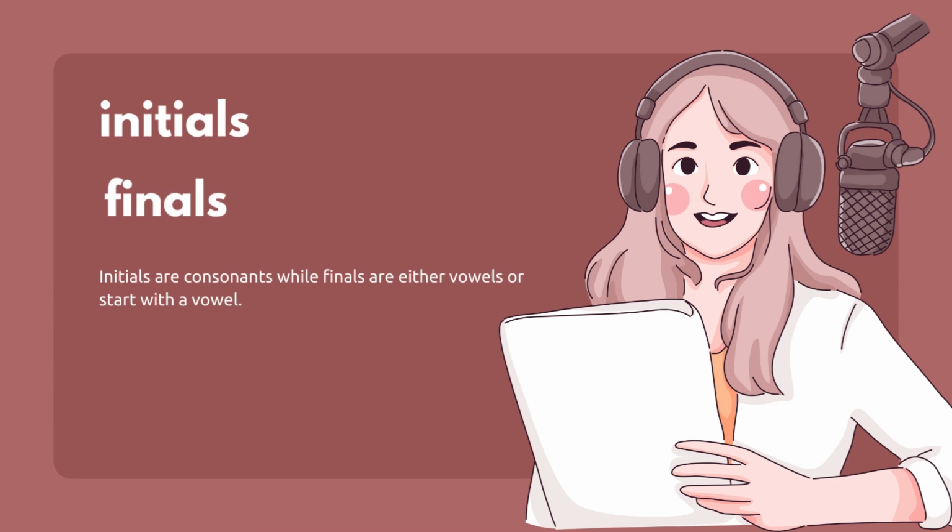Chinese pinyin has two parts. The first is called initials, and the other is called finals. Initials are consonants, while finals are either vowels or start with a vowel.